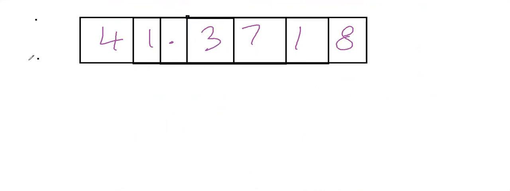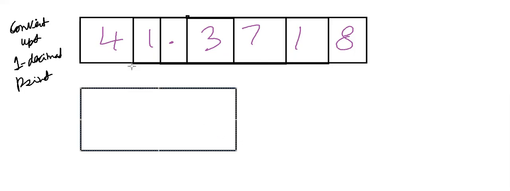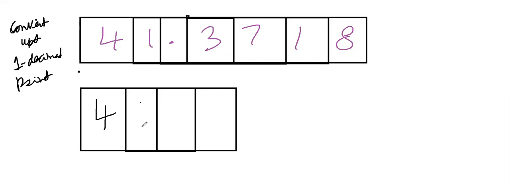Now I want to convert up to 1 decimal point. So if I want to convert into 1 decimal point, I have to have only this much. That's it. And here 1 line. That's it. Okay. So this 4 will come as it is. This 1 will come as it is. This point will come as it is.